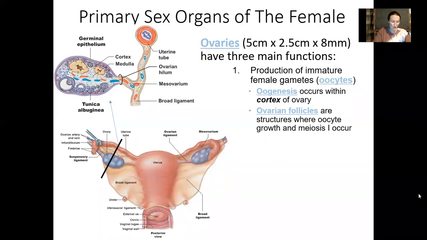Okay. The primary sex organs of the male are the testes, right? Testis for singular, testes for plural. I'm sure that'll come up on your practical exam, which is coming up really soon here. The primary sex organs of the female are ovaries. They're just a few centimeters big, so maybe smaller than you might expect. They have three main functions, just like in the testes.